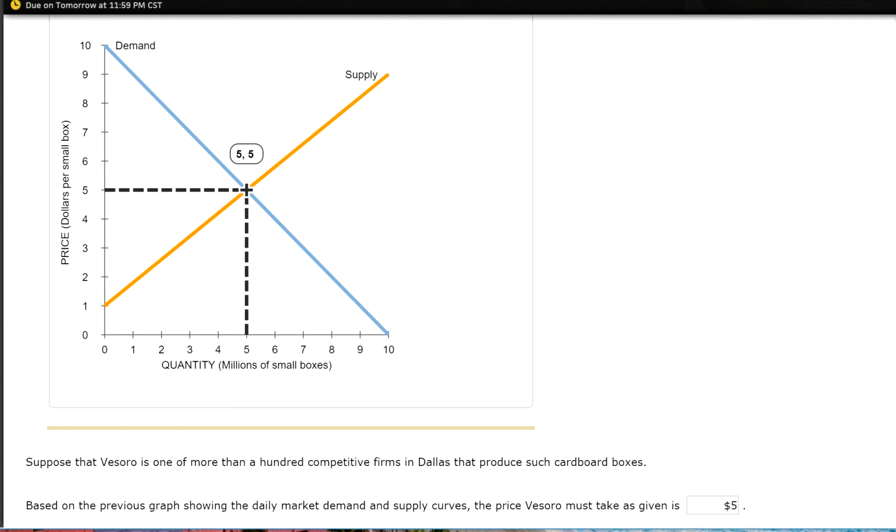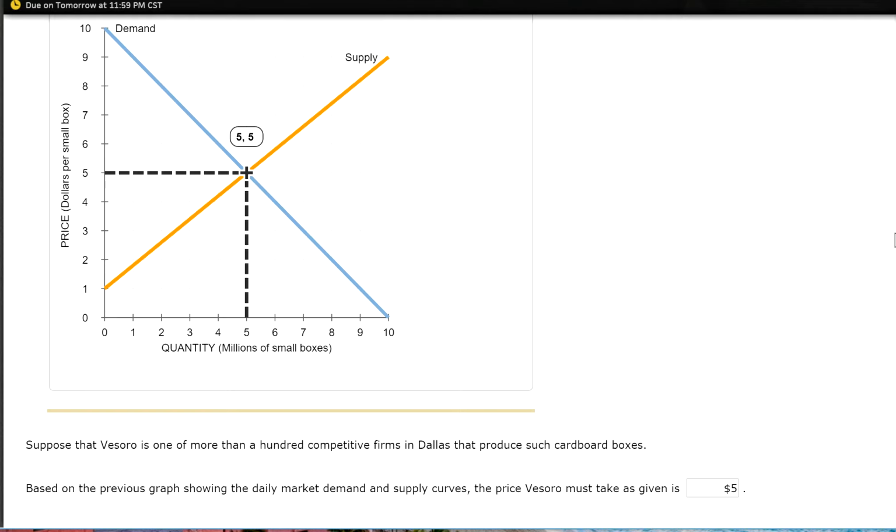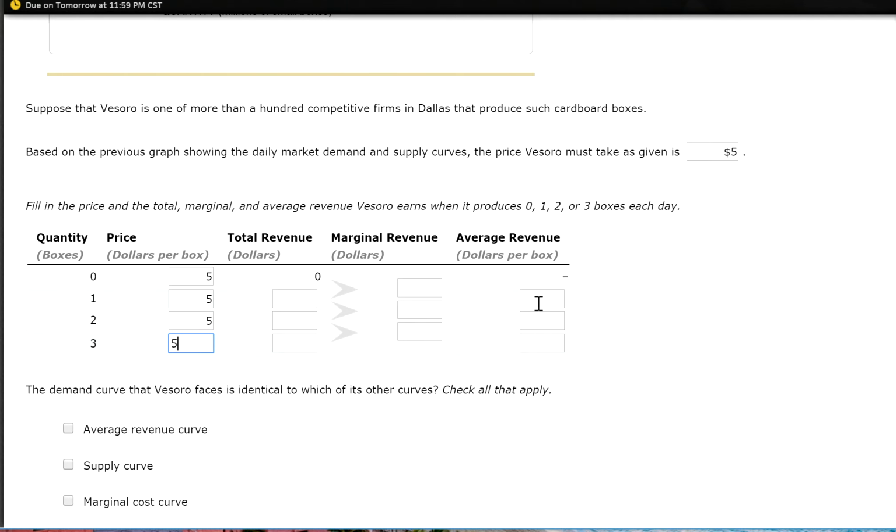Now that's also called the price taker. So you cannot change your price. You take whatever price is, regardless of how many you produce. Okay. So now your total revenue is your price times quantity. So we'll use 1 times 5, that will be 5. Second one will be 2 times 5, that will be 10. And then the third one, that will be 3 times 5, that will be 15.